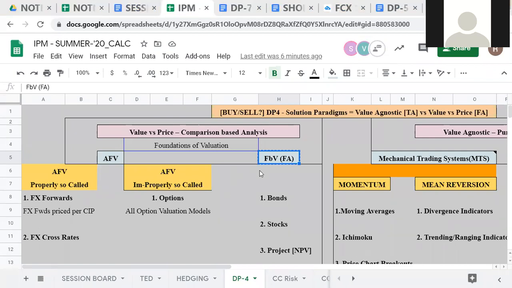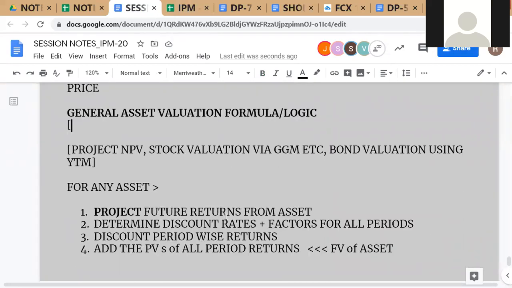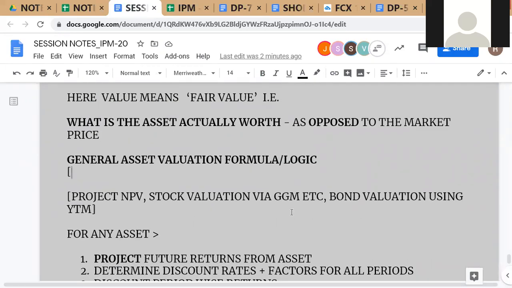What we are saying is FBV stands for forecast-based valuation. I'm going to make a clarification. The general asset valuation formula logic that we just discussed applies only to this part of the tree, not this part. So that's why I need to put this clarification here, for FBV, or FA. That's why I'm calling it forecast-based valuation.